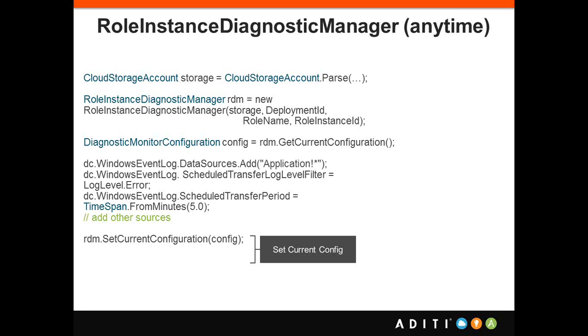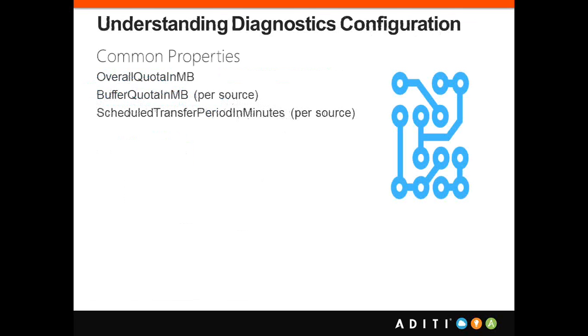So before we go to the code, let us understand some of the properties. So there is overall quota in MB. When you configure the diagnostics monitoring, it is always stored in the local storage first, in local resources. So we have to configure how much of the overall quota I want to use for overall logging or overall configuration monitoring.